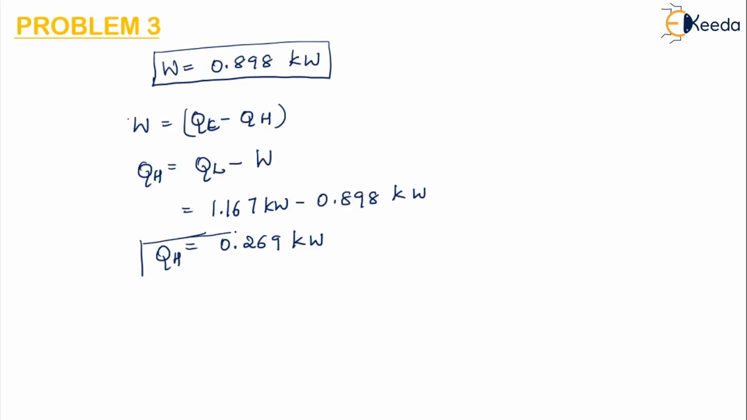They had asked us to calculate two parameters, that is the power consumed as well as the heat rejected to the kitchen air. So we have calculated both the parameters. So I hope you have understood this simple problem.